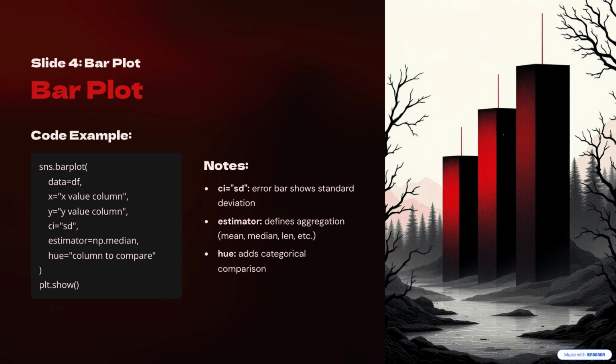Barplot code example. sns.barplot, data=df, x equals x value column, y equals y value column, ci=sd, estimator equals np.median, hue column to compare. plt.show. Notes. ci=sd shows standard deviation, estimator defines aggregation, mean, median, etc. Hue adds category comparison. Here's a bar plot example. Seaborn automatically calculates values using an estimator, mean by default, but you can use median or count too. The hue parameter lets you compare different groups visually.